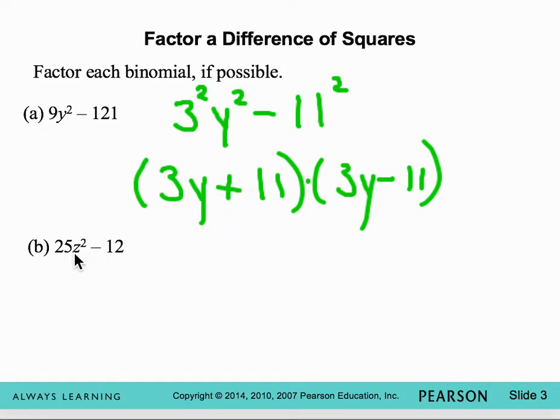Okay, so it's two terms. Everything's got to be squares. That's 5 squared, that's z squared. Wait a minute, that's not something squared.